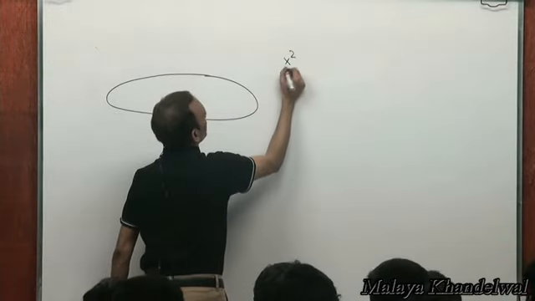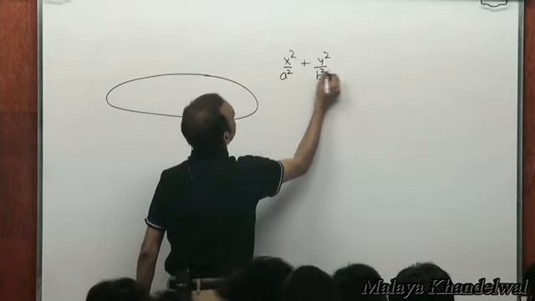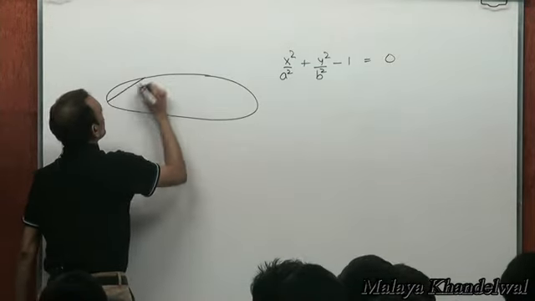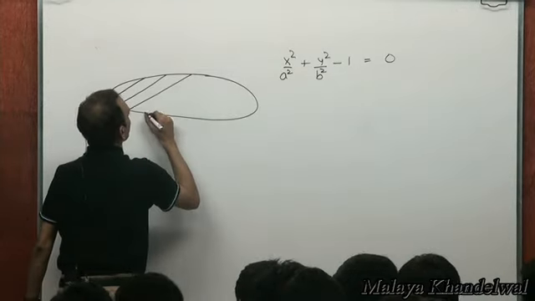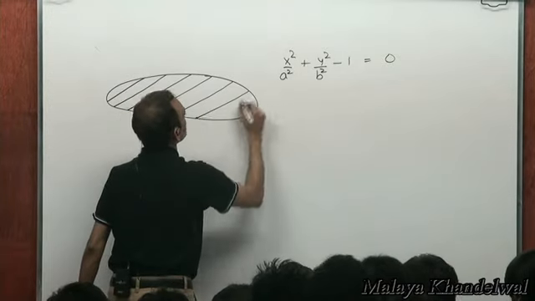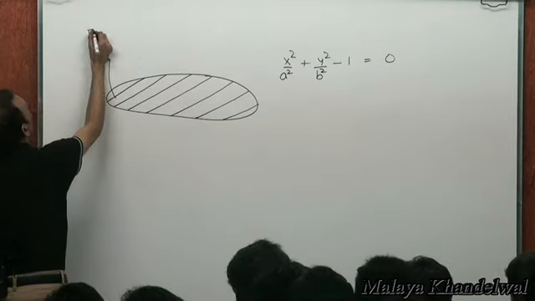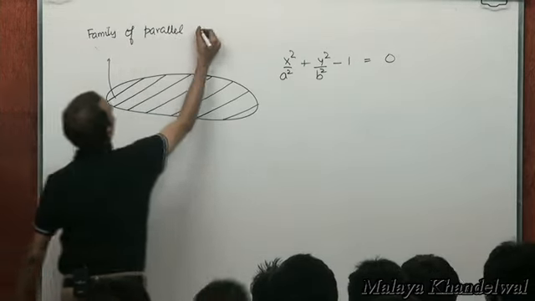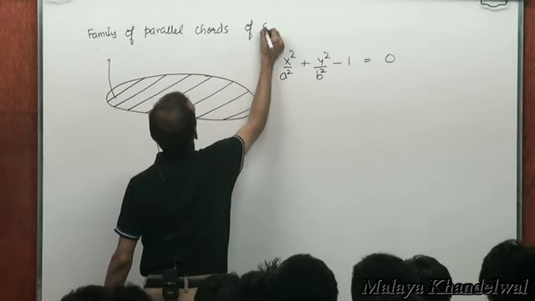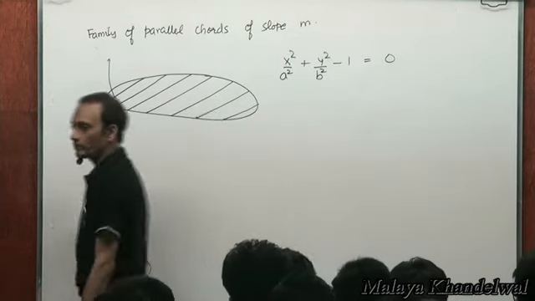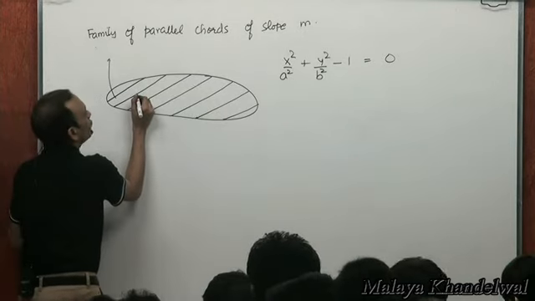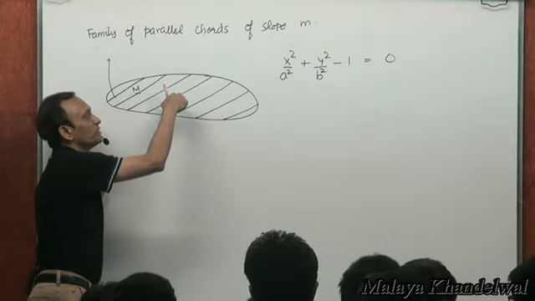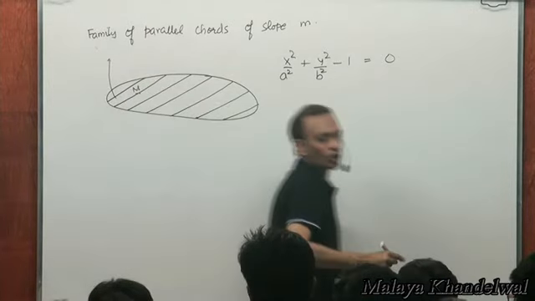See, if this is an ellipse, x squared by a squared plus y squared by b squared minus 1 equal to 0, and this is a family of parallel chords, each of slope m. And now, let's say capital M is the variable midpoint. I take the midpoint of this chord, and of this chord, and of this chord, and I join the midpoints of the system of parallel chords.